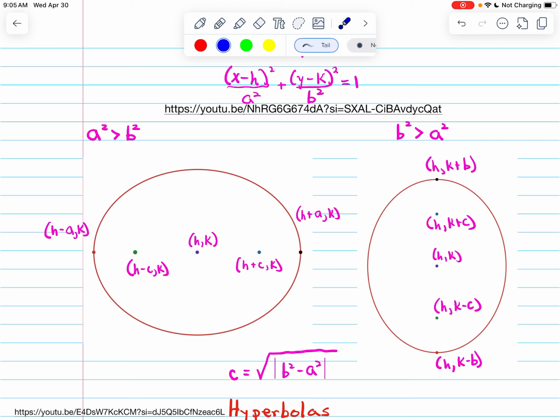Now, if the bigger number is under the y, then the vertical axis is the major axis. We get (h, k) for the center, and then we add to the k. We add the b to get up to the vertex. We subtract the b to get to the other vertex, and we add c to get up to the focus, and subtract c to get to the other focus. And remember, c is this right here.